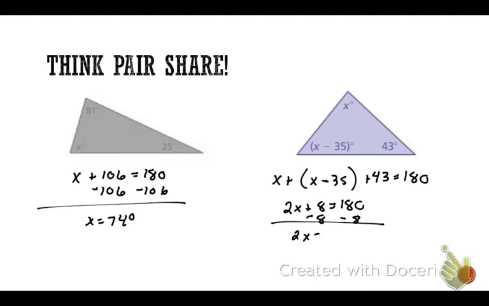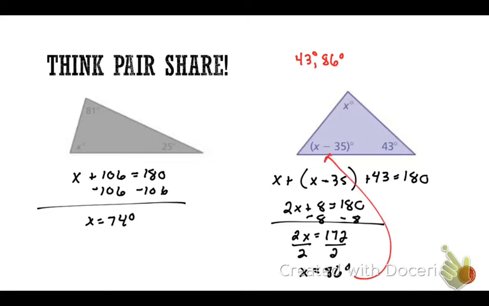2x equals 172. Divide by 2. X equals 86 degrees. But that's not my final answer. I've got to go back now and plug it in. Okay? So my three angle measures are 43, 86. But then how do I find this last one? What do I need to do?